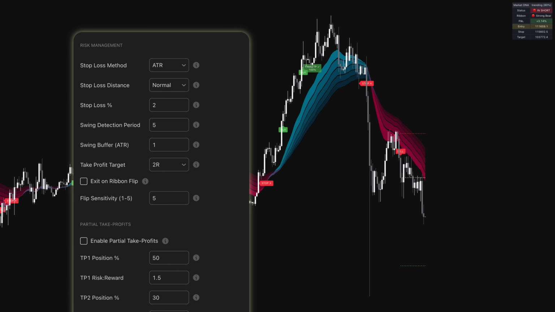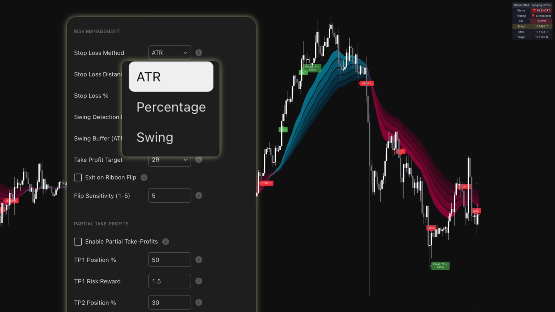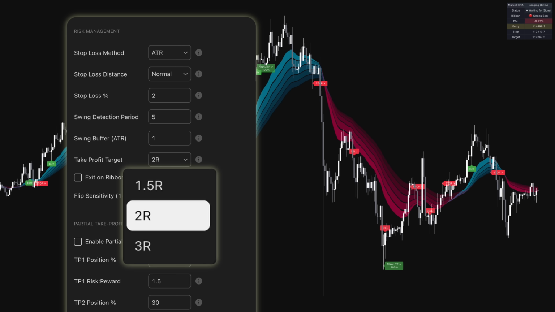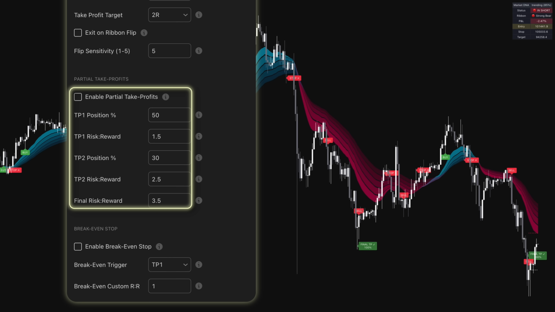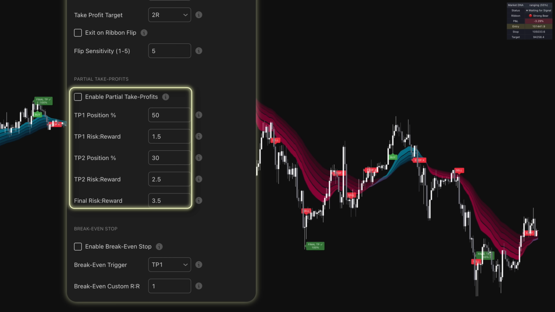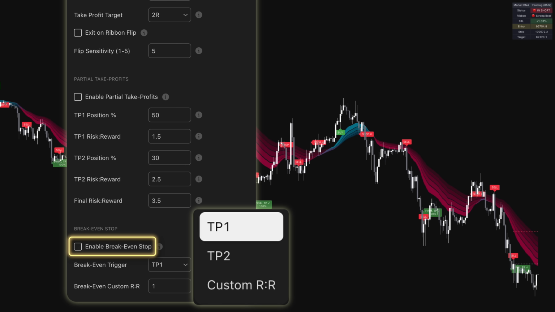The risk management suite is where the distance from free alternatives becomes most visible. 3 stop-loss methods are available: a TR-based, percentage-based, and swing structure, each with adjustable sizing. Take profit can be configured as a single risk-reward target, or split into a 3-stage partial exit system with configurable position percentages at each level. A break-even stop moves automatically after a specified target is reached.